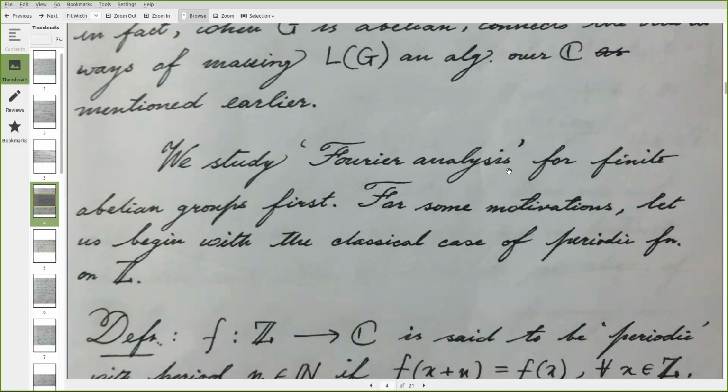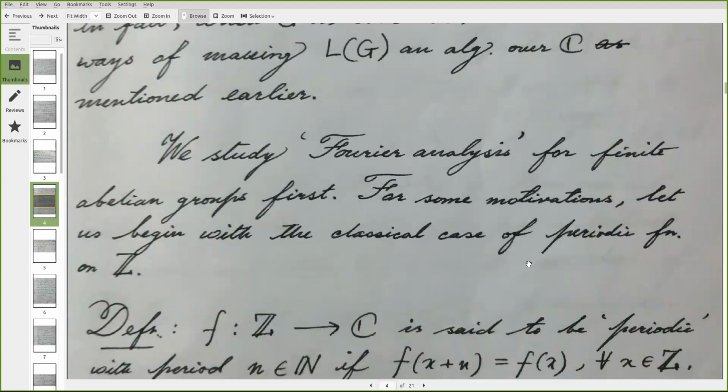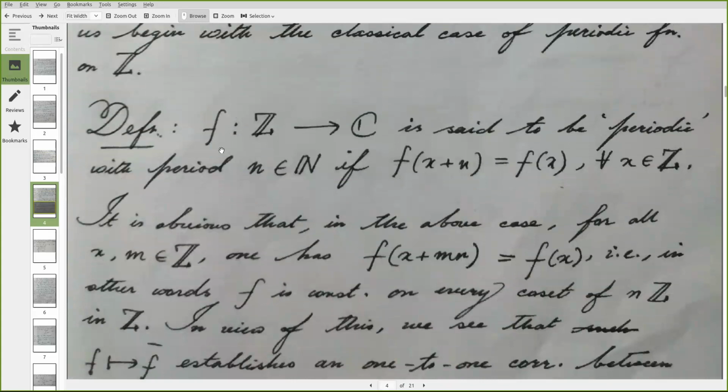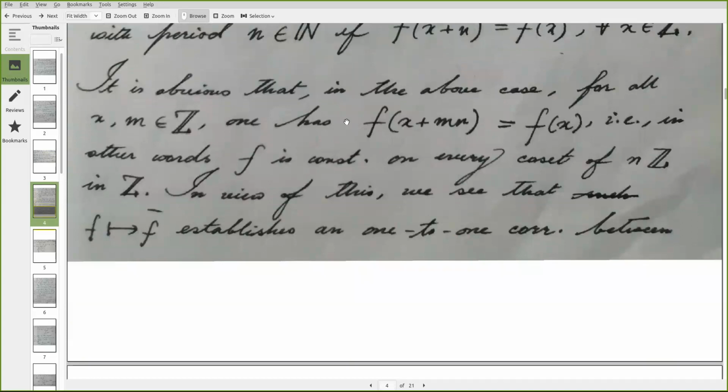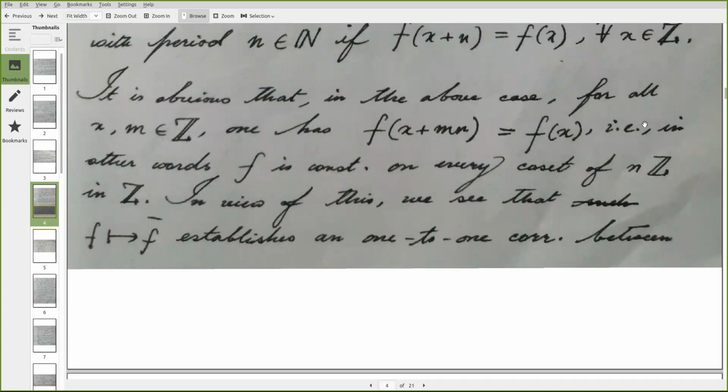For some motivation, let's start with the classical case of periodic functions on the set of integers. The definition of a periodic function is the following: a function f with period n, where n is a natural number, satisfies f(x+n) = f(x) for every integer x. From this definition, it is clear that if n is the period, then f(x+nm), where m is any integer, is also f(x), because this is just a repetition. That actually shows that our function f is constant on every coset of the subgroup nZ in Z. So let me just repeat.